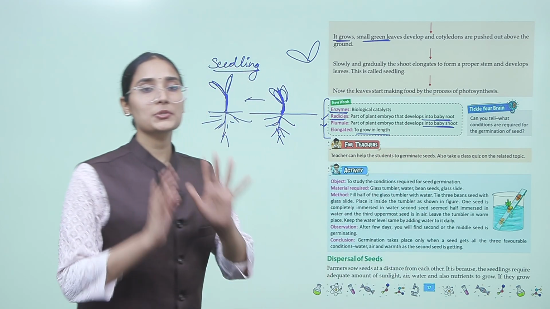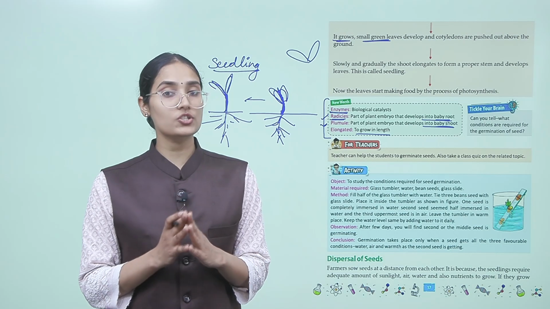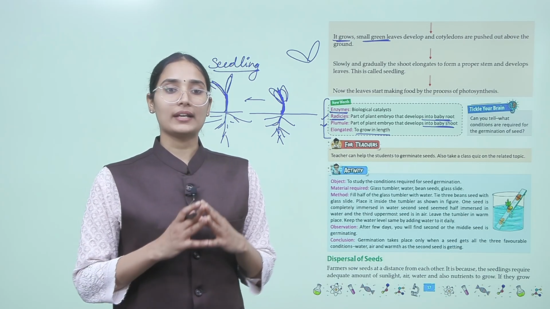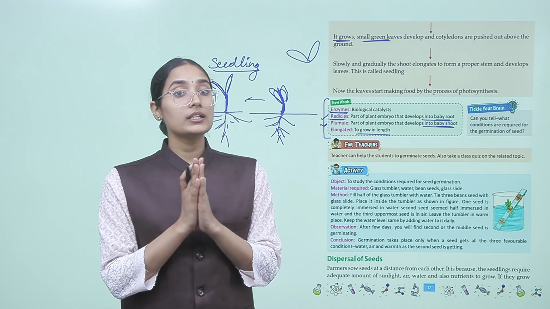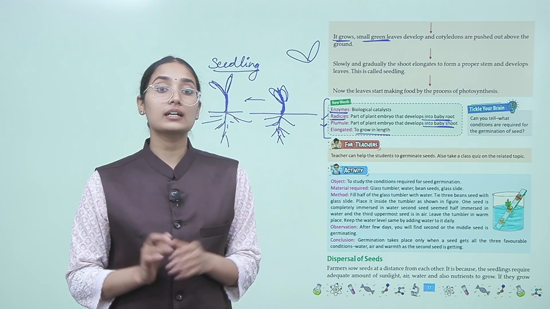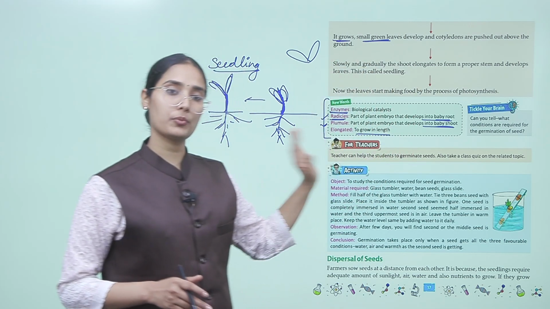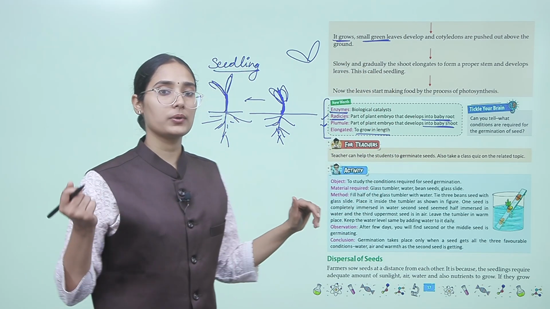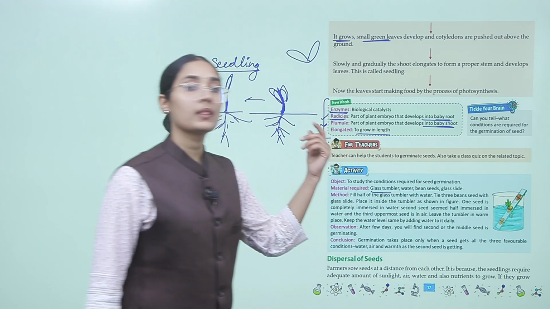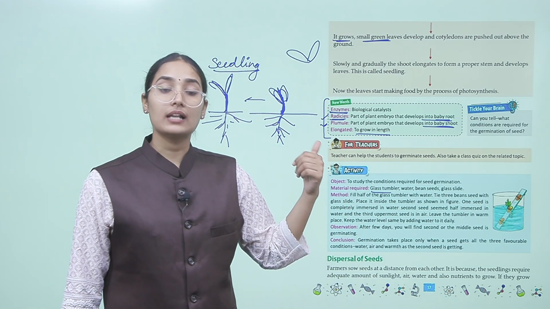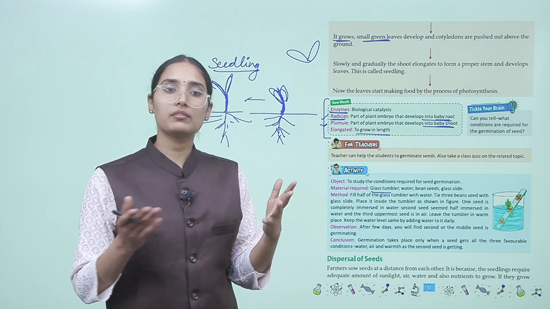Now students, can you tell me what conditions are required for the germination of seed? All right. Now, let's do an activity, to understand and to study the conditions required for seed germination. We just talked about the whole process. Now, let's try it out. So, what are the things? We'll need a glass tumbler, water, a glass slide and the seeds. So, bean seeds or whatever you have.